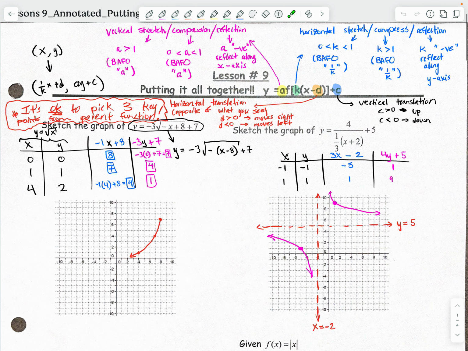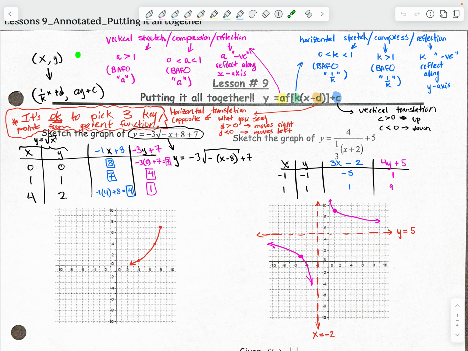Okay, another thing I want to mention is the mapping points. So with these letters now, A, K, D, and C, I need to know that the ones that affect my x are K and D. So it's like inside the input of the function. By a factor of 1 over K means I multiply x by 1 over K, and then I add the D value. Okay, that's the horizontal translation.